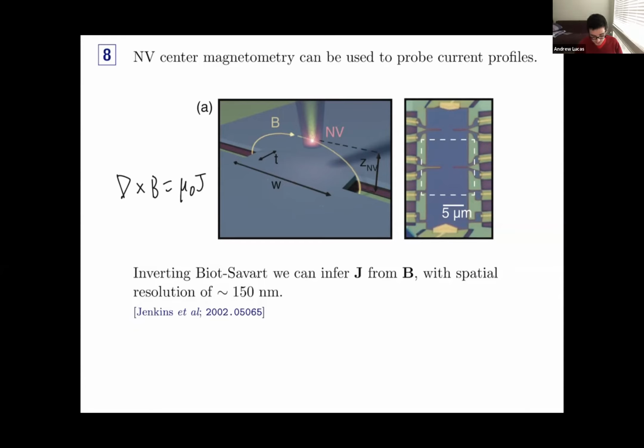By scanning this NV center over the device as we run a current through, we can image how current is flowing locally. The resolution of this device is limited by the sample-tip distance, which in the experiment that we did was on the order of 100 nanometers. We can probably do better in the future, but this is what we have at the moment.